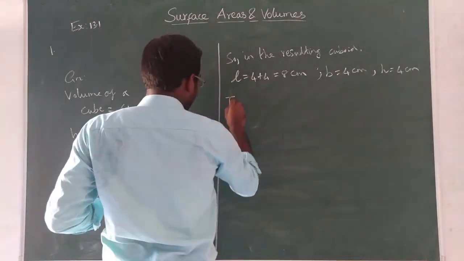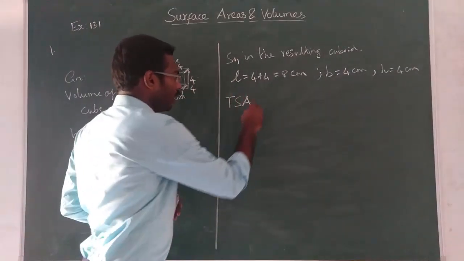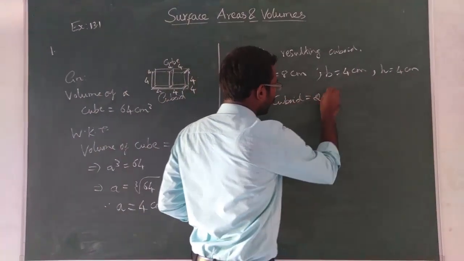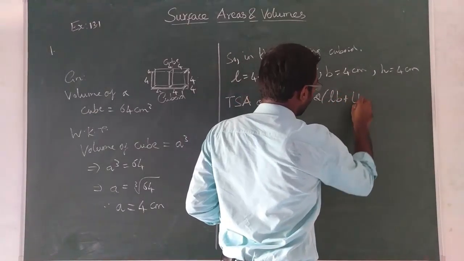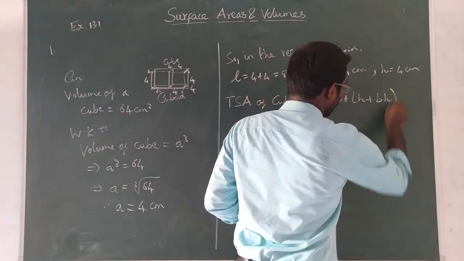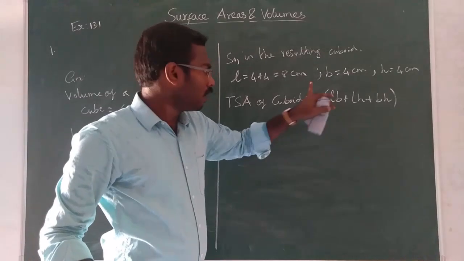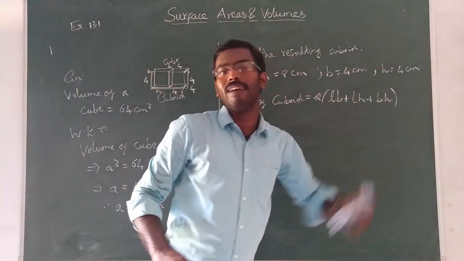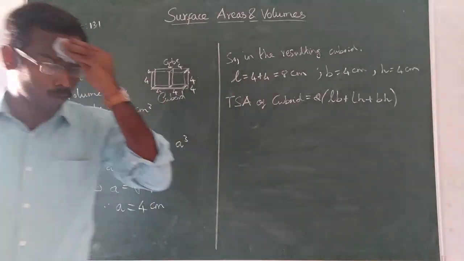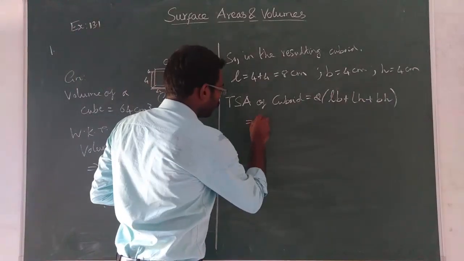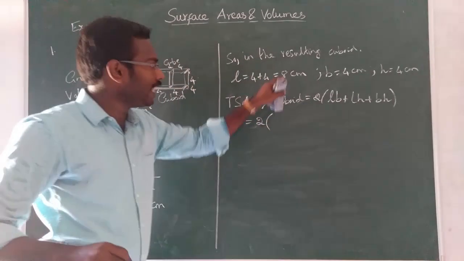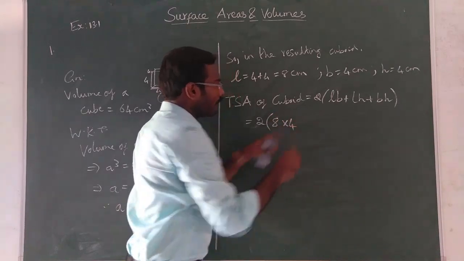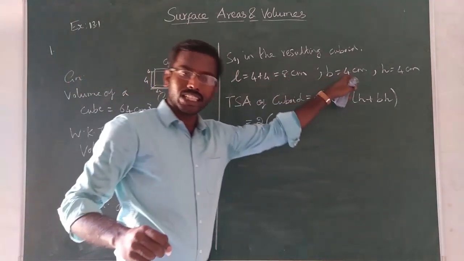So TSA, total surface area of cuboid, is equal to 2 into (LB plus LH plus BH). If the order is changed, no problem. One LB should be there, one LH should be there, and one BH should be there. You can change the order. So now that is equal to 2 into, length is 8, breadth is 4. So LB means 8 into 4.